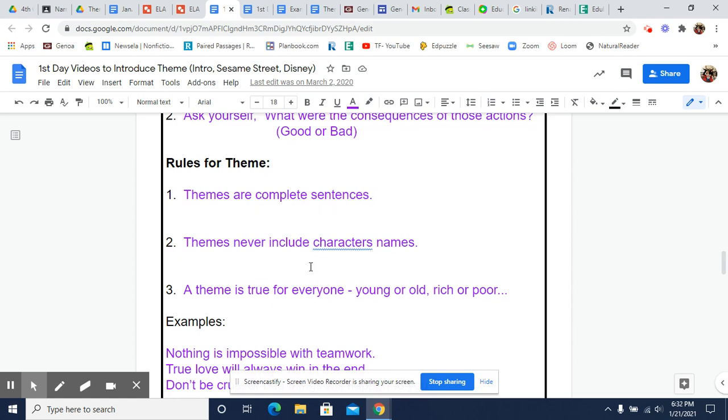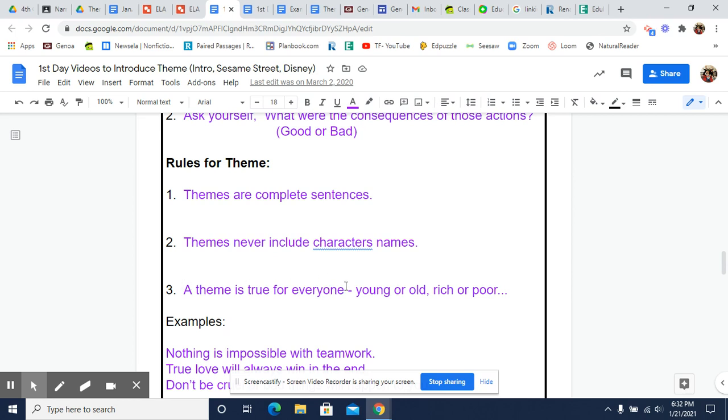Okay. So what this means is that you will never see, like when you're doing a main idea, you will have characters' names, right? Because you're getting the main idea from the story. But a theme is not about the story necessarily. We use the story to learn the theme, but it's for the readers, it's to teach them a lesson. It's not for the characters in the story. So we're never going to see characters' names. And the reason is because number three, a theme is true for everyone.